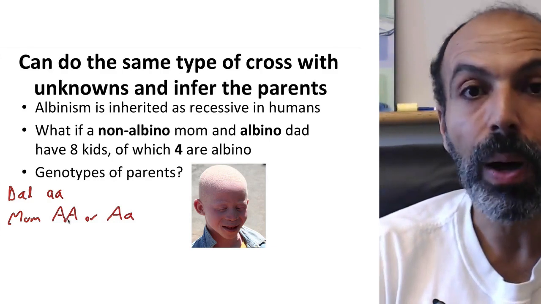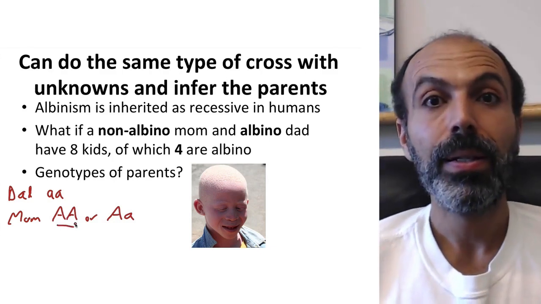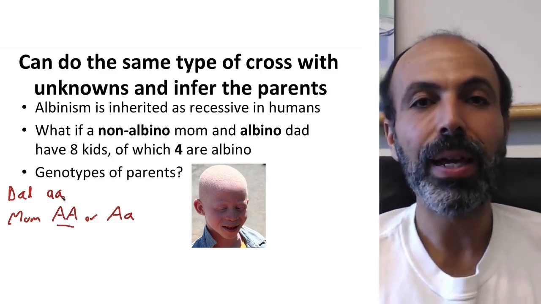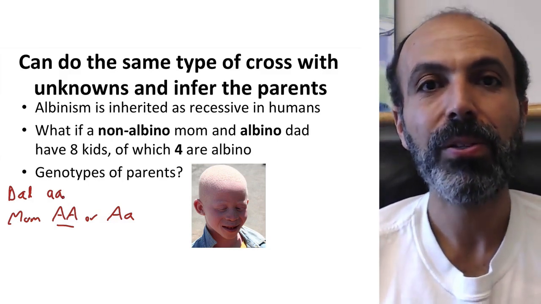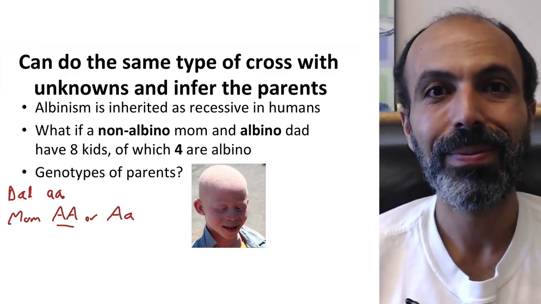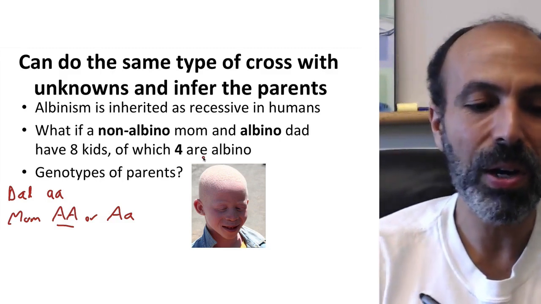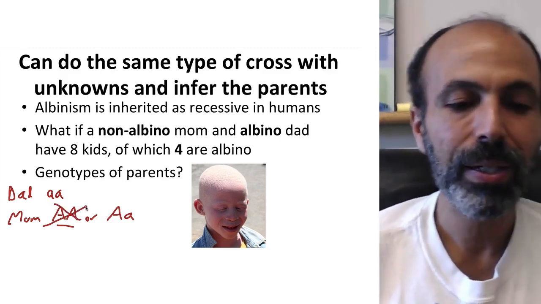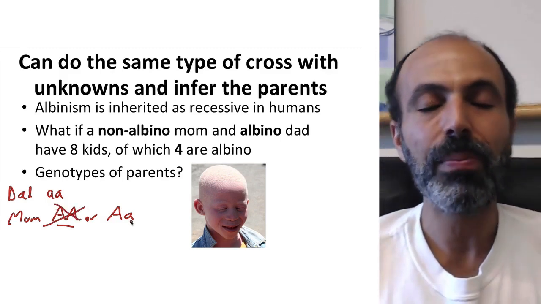Now, what if mom was big A, big A? If mom was big A, big A, and dad was little a, little a, all the kids would be big A, little a. So none of them would actually be albino. So given that we know that 4 of the kids are albino, we can cross this out, and we can say, in fact, mom must be big A, little a.